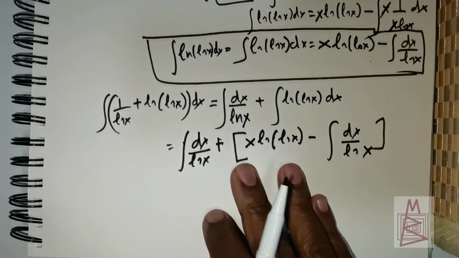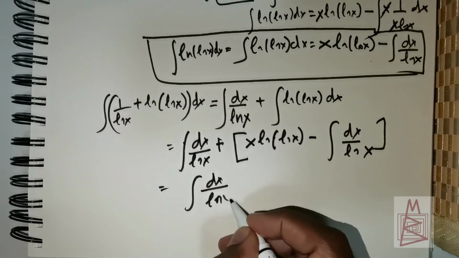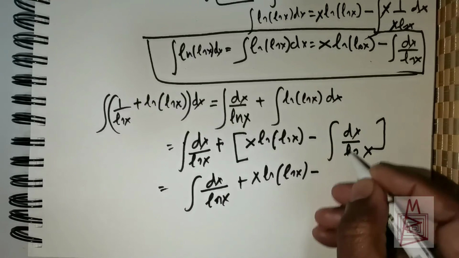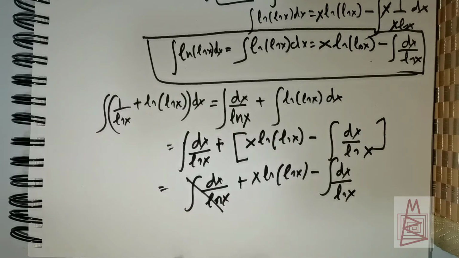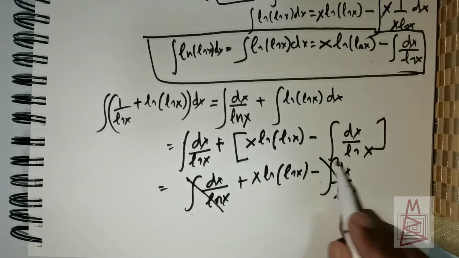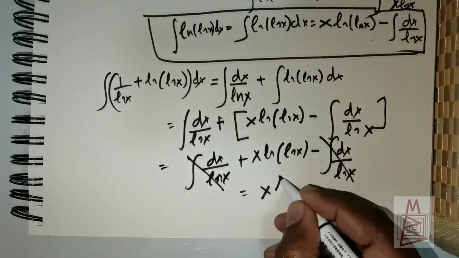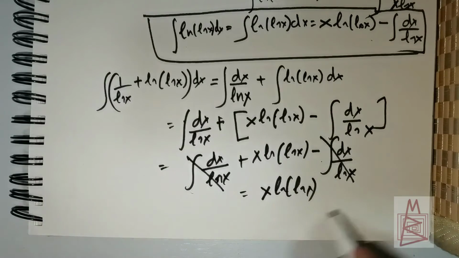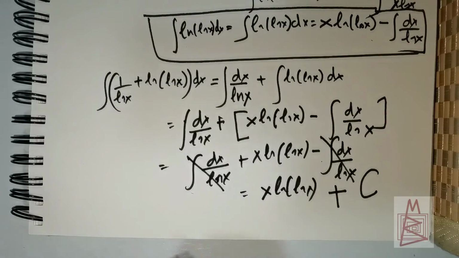Okay. Now this can be rewritten. So it's going to be integral dx divided by ln x, positive x times ln of ln x, negative integral dx divided by ln x. Positive integral dx over ln x will be cancelled with negative integral dx over ln x. So that's going to be giving me x times ln of ln x. Of course, this is an indefinite integral, so we are expected to add the arbitrary constant c.